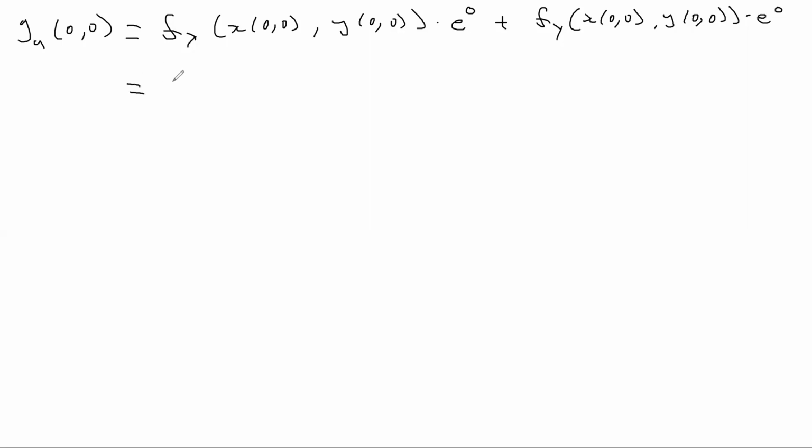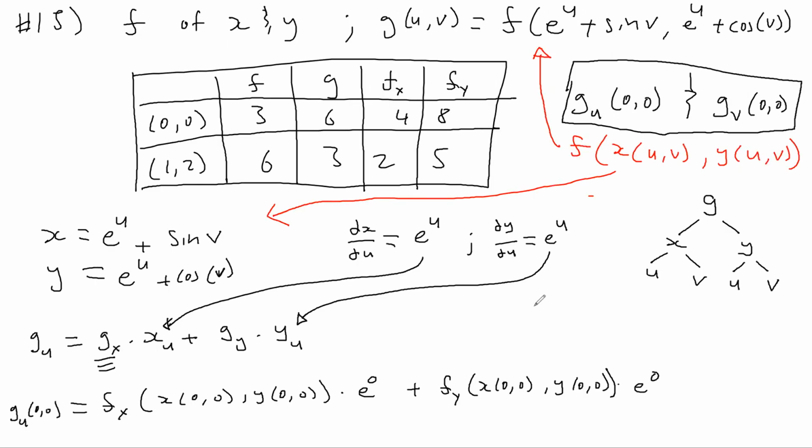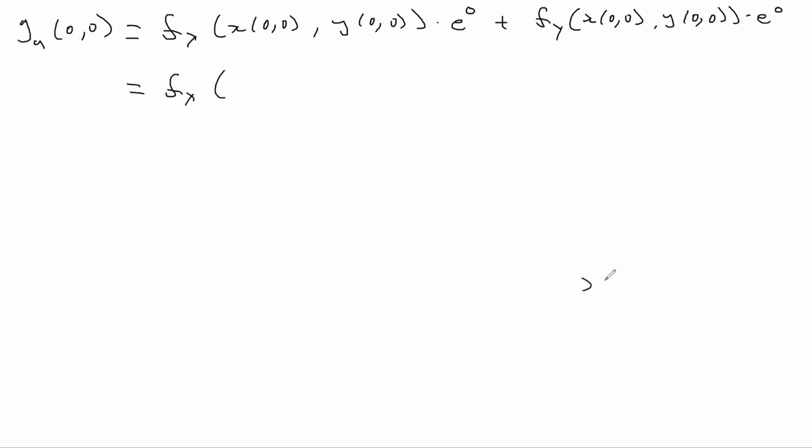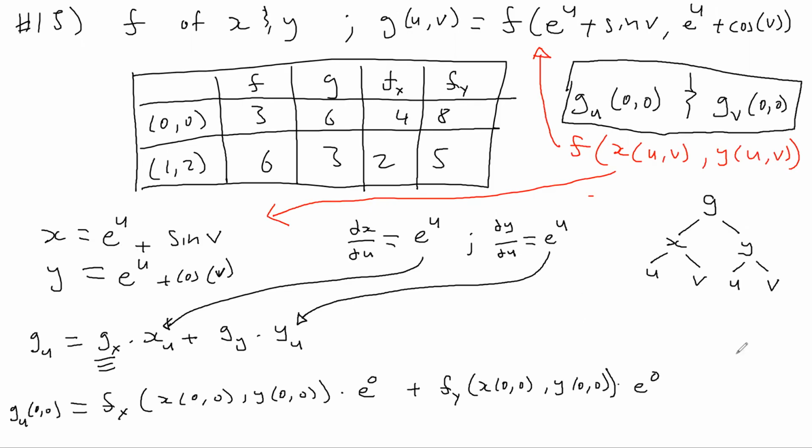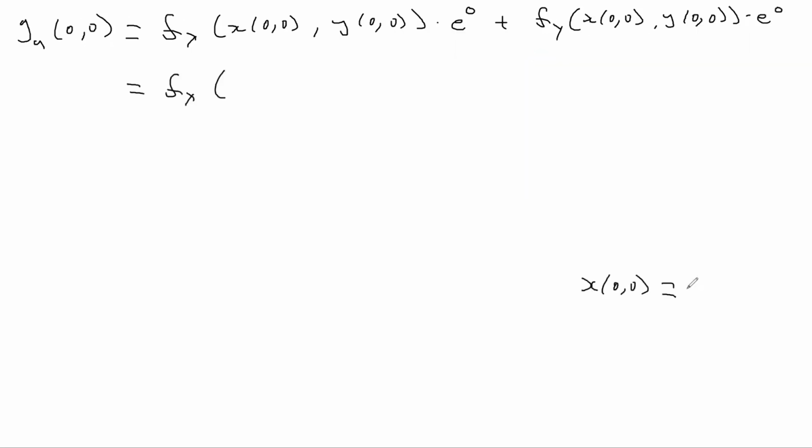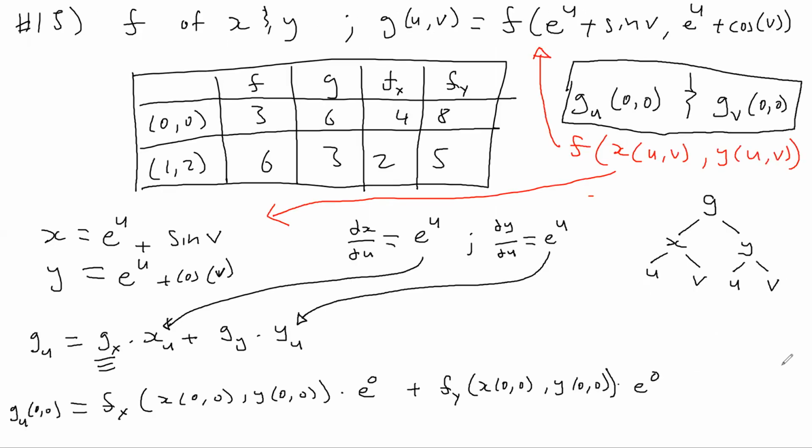All right, so let's see. First, let's figure out what x(0,0) is equal to. If we plug in 0 into x, I'm just going to write it down right here. We get e to the power of 0 plus sine 0, so we get this function right here, and that's equal to 1. Plug in y(0,0): we should get e to the power of 0 plus cosine of 0. Yes, cosine of 0.